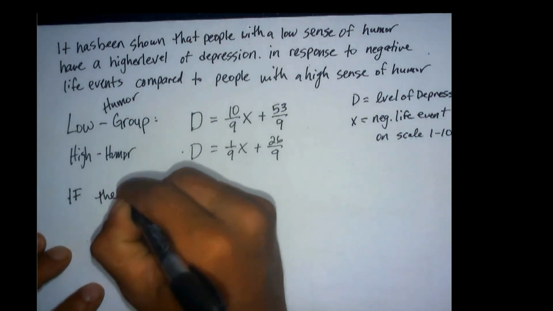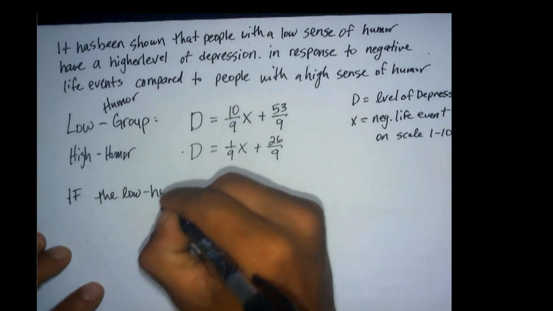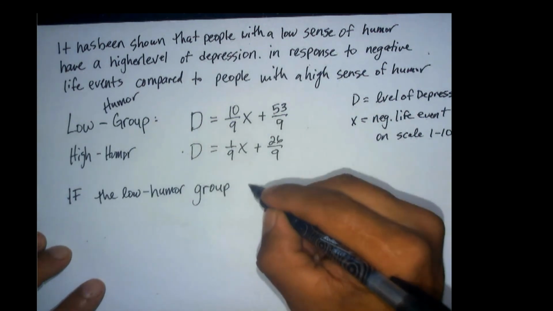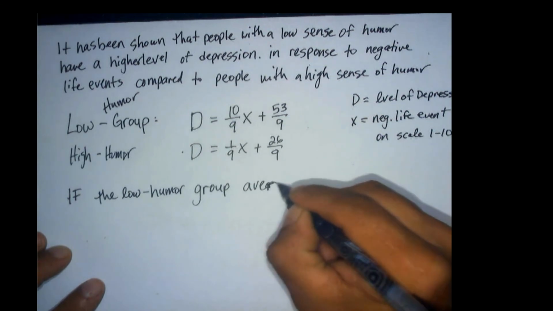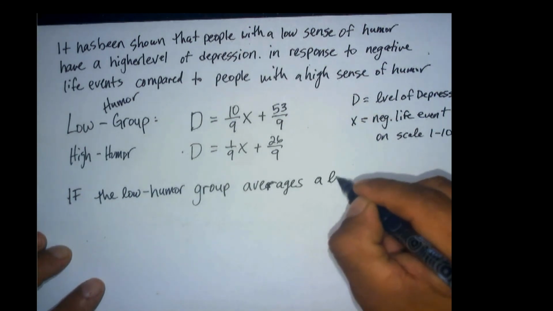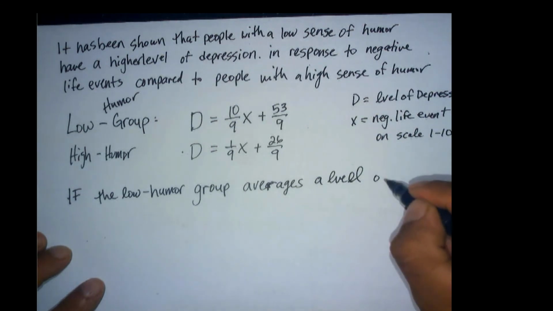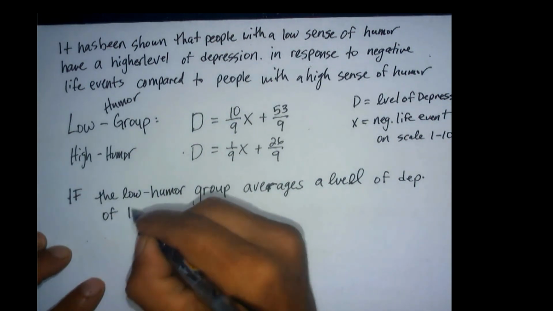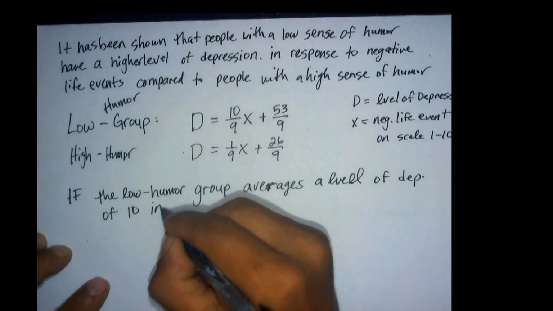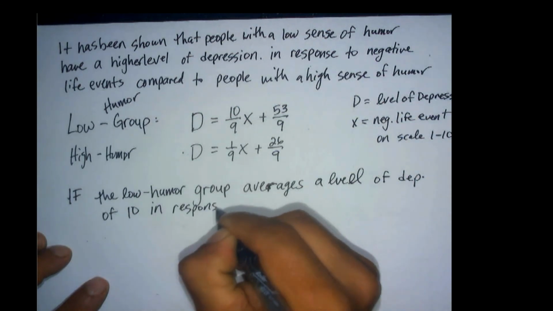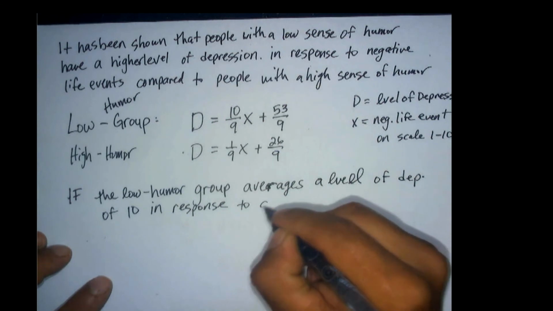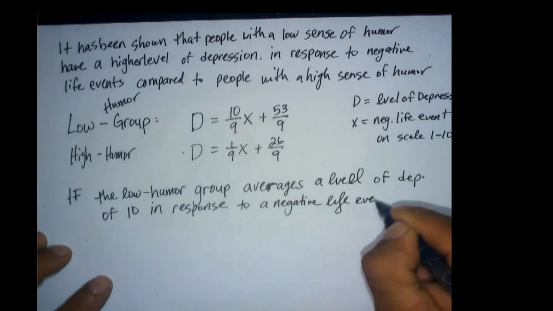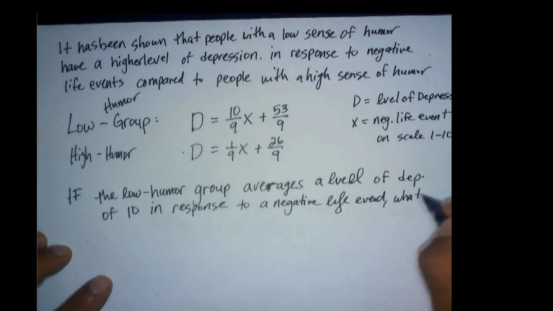the low humor group averages a level of depression of 10 in response to a negative life event. What is the intensity of the event?